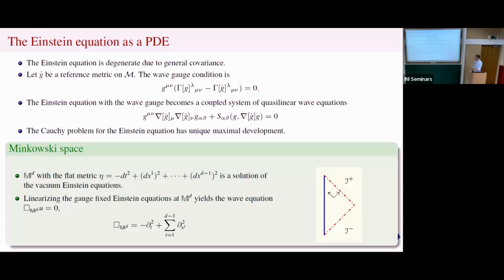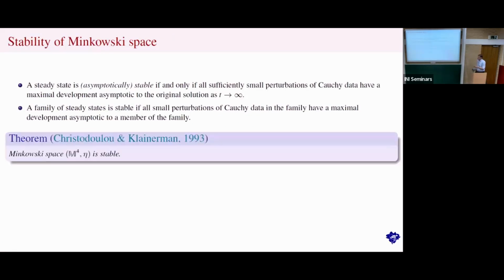And so, of course, the simplest example is Minkowski space. And this has this sort of conformal diagram where you have, in the outgoing null directions, a conformal boundary to the future and to the past. So we can think of scattering from past infinity to future infinity and so on. And Minkowski space is known to be dynamically stable.